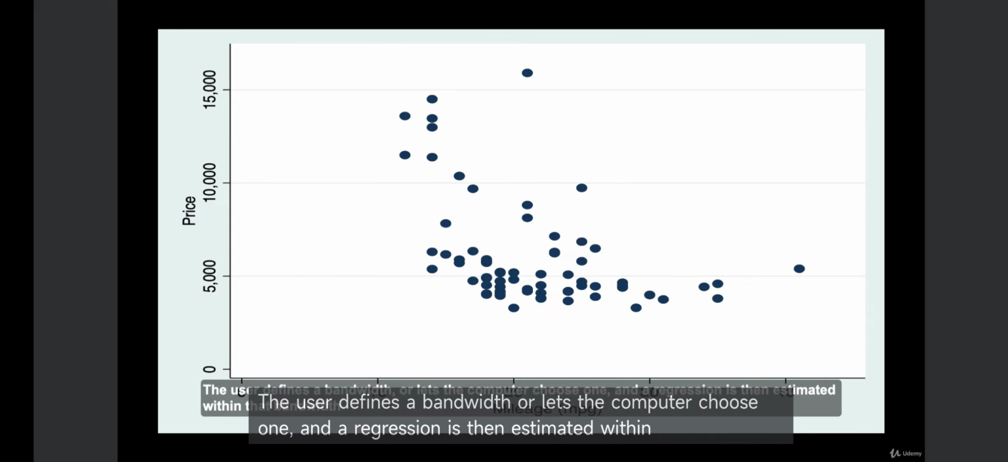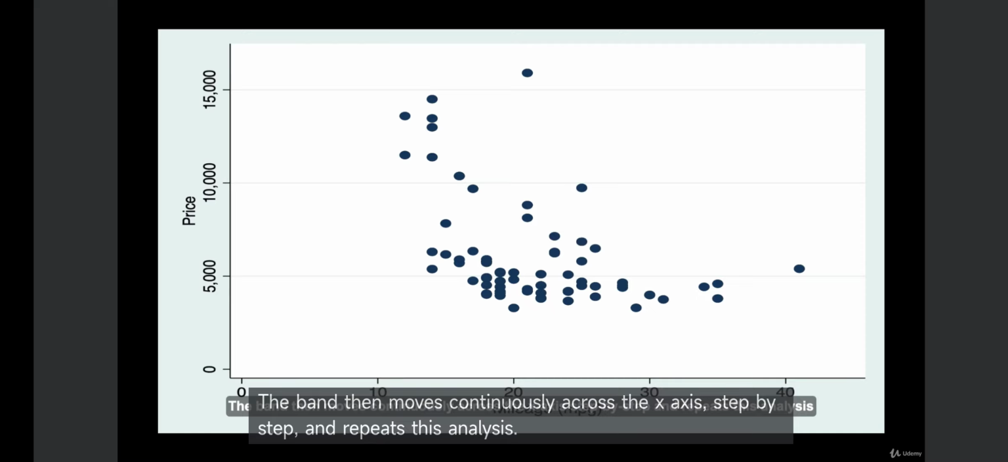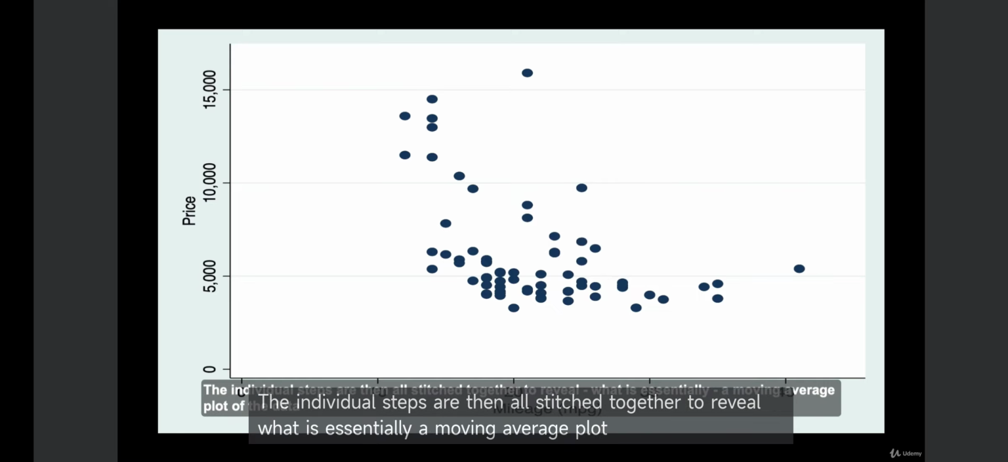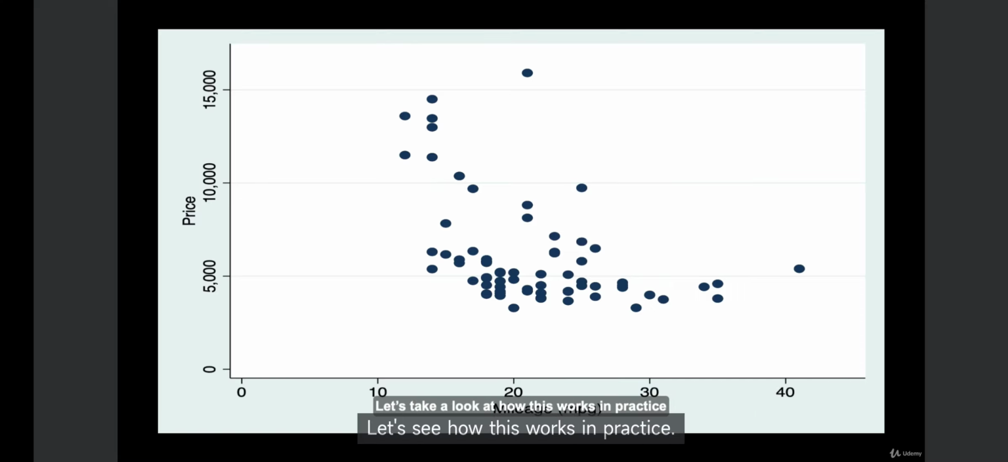The user defines a bandwidth, or lets the computer choose one, and a regression is then estimated within that bandwidth. The band then moves continuously across the x-axis step by step and repeats this analysis. The individual steps are then all stitched together to reveal what is essentially a moving average plot of the data. Let's see how this works in practice.